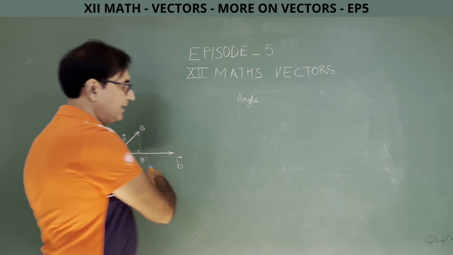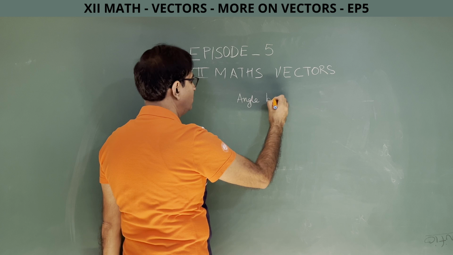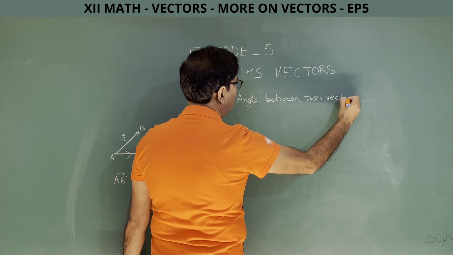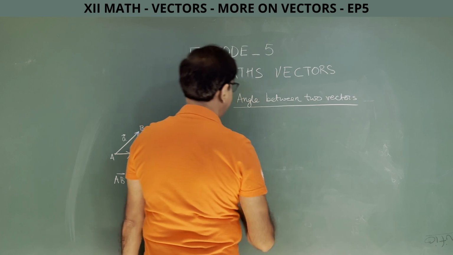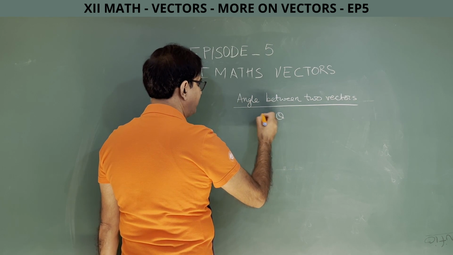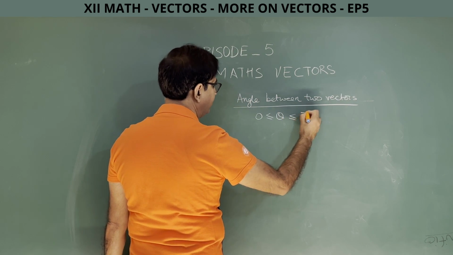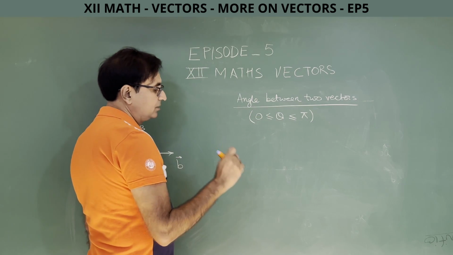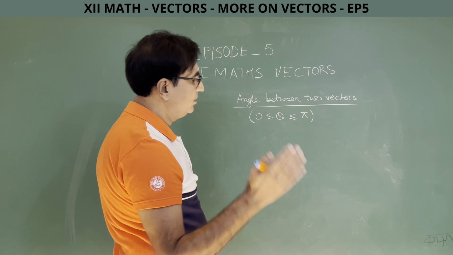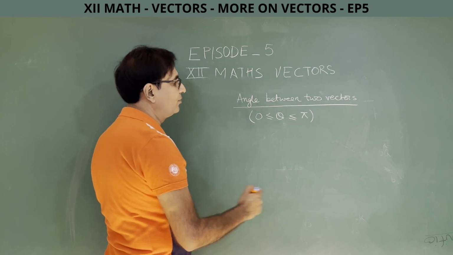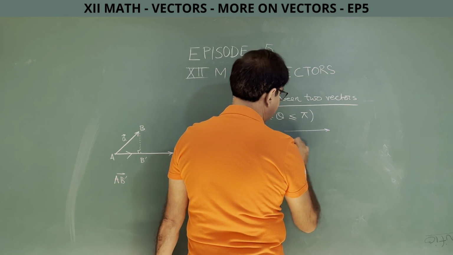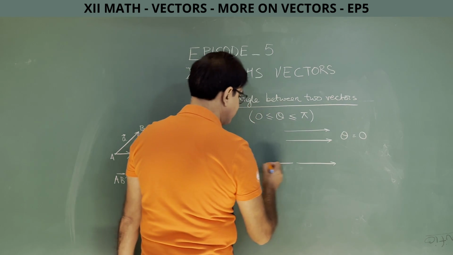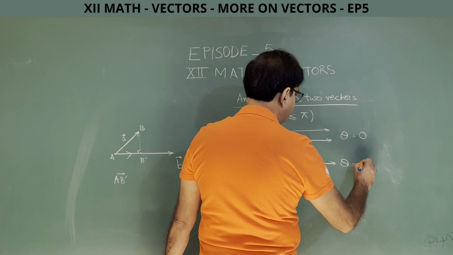I'll come back to this diagram once I finish explaining what you mean by angle between two vectors. Angle between two vectors by definition is never more than pi and less than 0. So, the minimum angle will be 0 radian, or 0 degrees, and the maximum is pi or 180 degrees. When two vectors are pointing in the same direction, the angle between them is 0. When they are pointing in the opposite direction, the angle between them is pi.